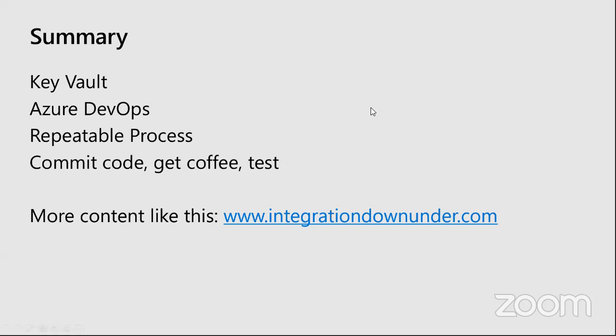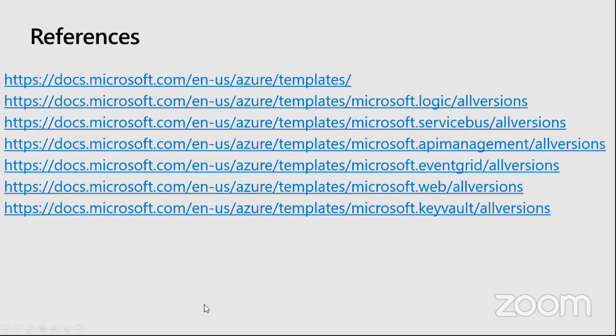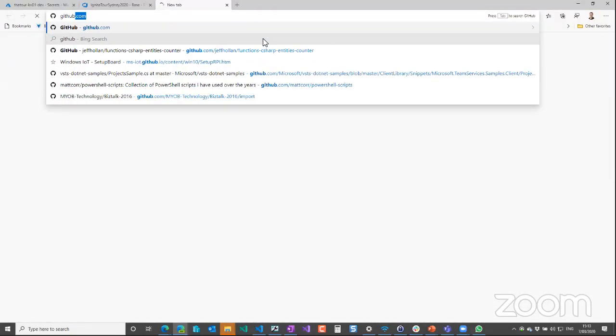So again, here are some references that are in the slides. These are links to the ARM templates; this one is all of the ARM templates. And these are the Logic App, Service Bus, API Management, Event Grid, Web, and Key Vault. Now I'm going to quickly go over here and open this up and go to GitHub.